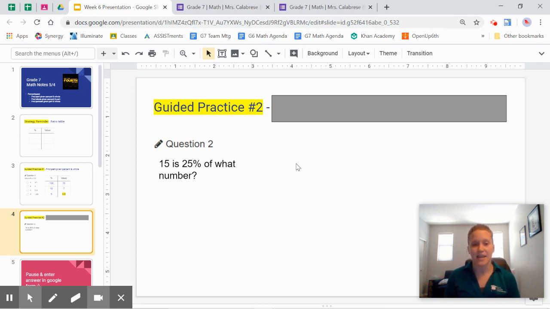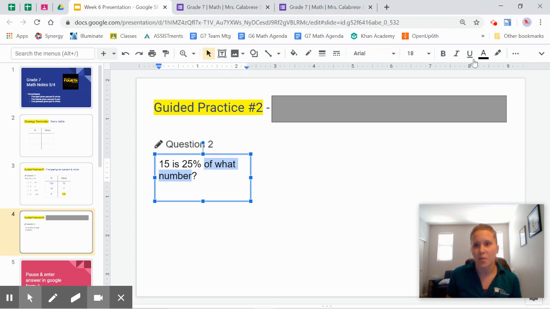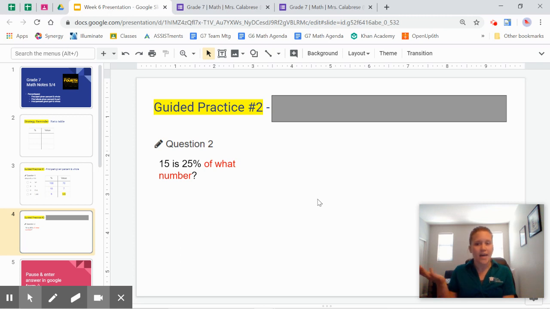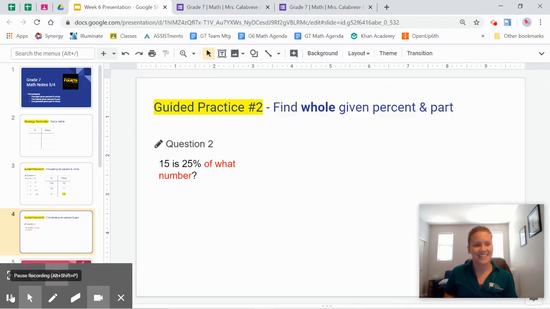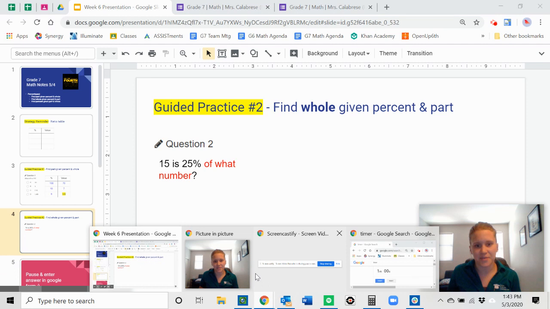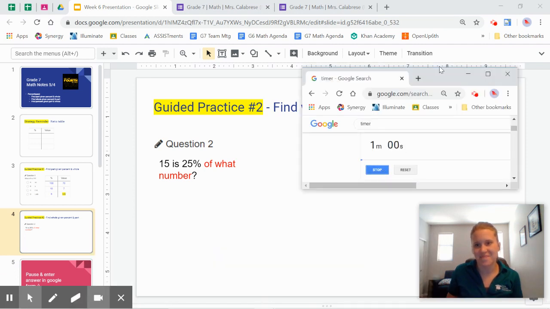If you said you're being asked to find the whole, you are correct. It says "of what number." This phrase, "of what number," tells me something important. It tells me that the whole is unknown. I don't know what number the whole is, and that's what I'm being asked to figure out. However, I do know that 15 is the part. Go ahead and draw in your ratio table. Take a minute right now and try to solve this question on your own. And your time starts now.